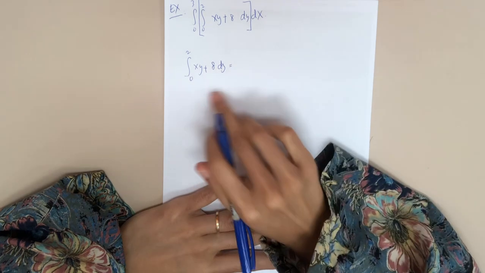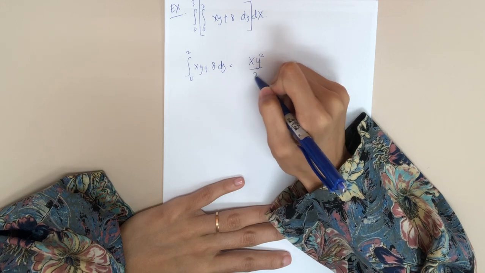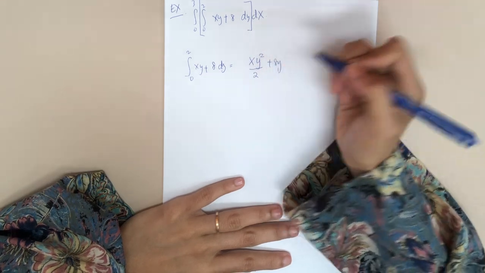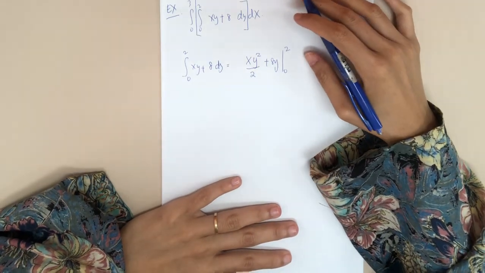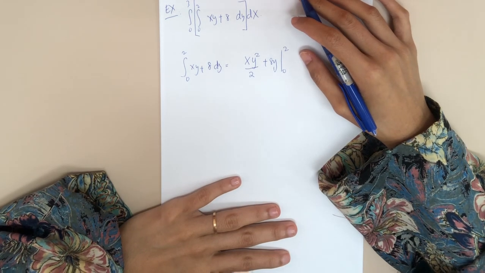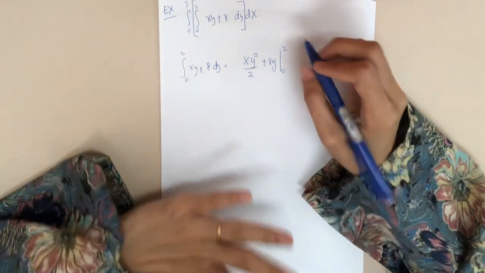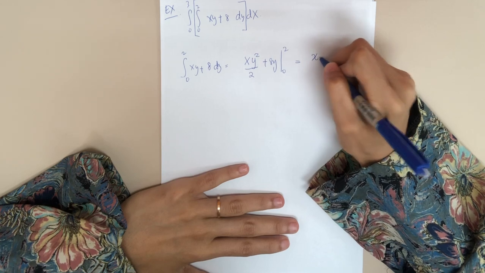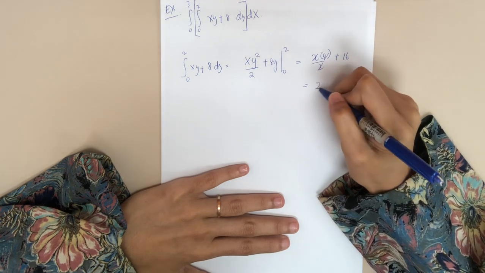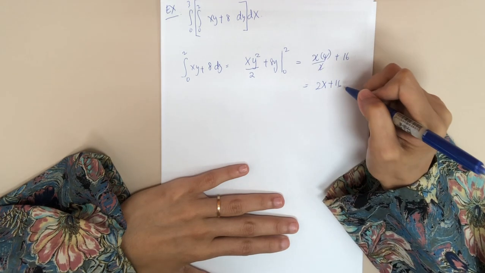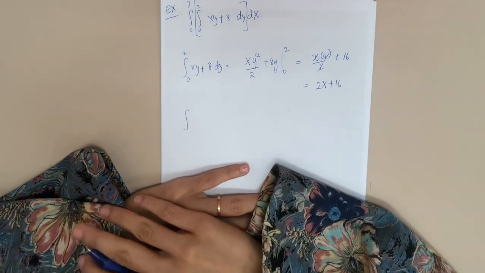So integrate this one with respect to y first. You have x y square over 2 plus 8y. Then substitute the value 0, 2 into y, because now we do it for dy. So you have x times 4 over 2 plus 16, so this one is 2x plus 16. Okay, done. Now we proceed to the second one.